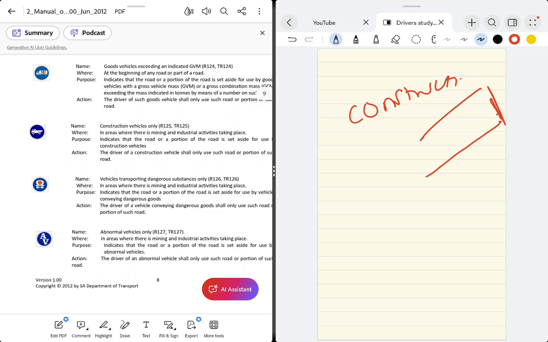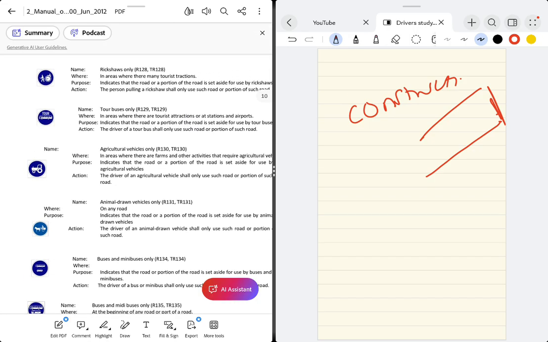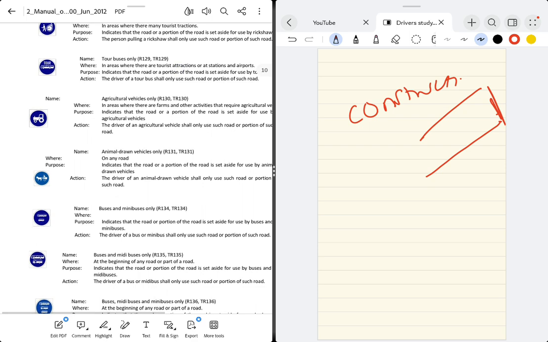Construction only. Vehicles transporting dangerous substances. Look at that orange color. The orange should tell you dangerous. Okay, AV is abnormal vehicles only. Then there's a guy that looks like he's rowing. The other guy is a rickshaw only. Then that's the bus logo, and then on top is tour. So tour bus only. Then agriculture, just think of things growing on the farm and everything.